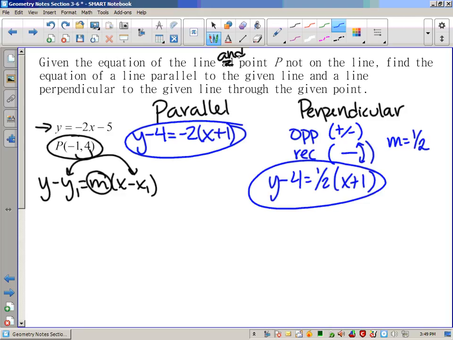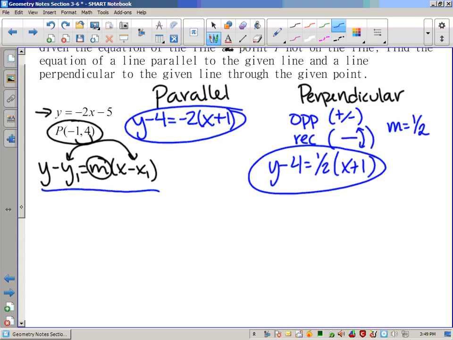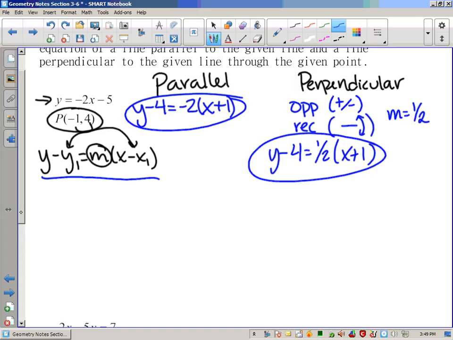Okay? So again, if you use point slope form of a line, which I wrote for you right here, all you have to do is think about the slope itself, m, and then plug in the point for y1 and x1. Parallel, same slope. Perpendicular, opposite, we're talking about different signs, and reciprocal, flipping the fraction.